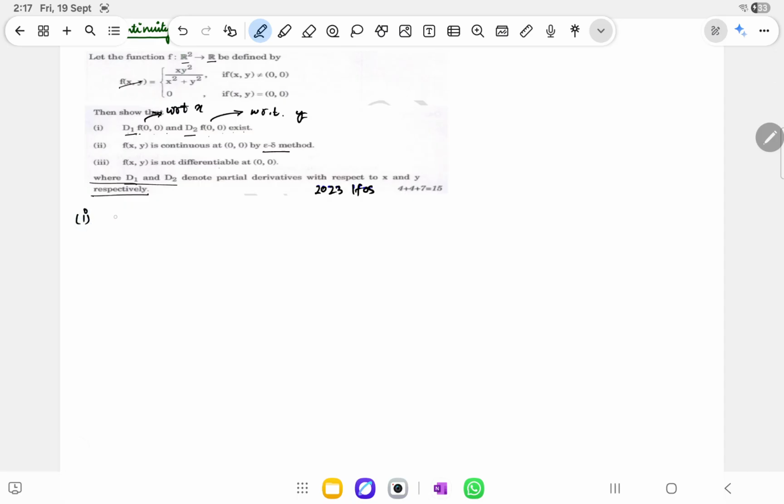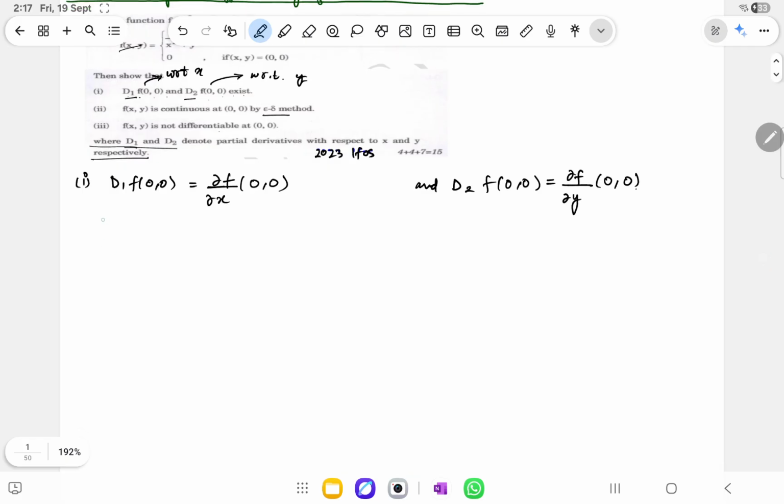In that we are supposed to show that d1 f(0,0), that is, the partial derivative of f with respect to x at (0,0), exists, and d2 f(0,0), that is, the partial derivative of f with respect to y at (0,0), exists. So let us check d1 f(0,0) first.